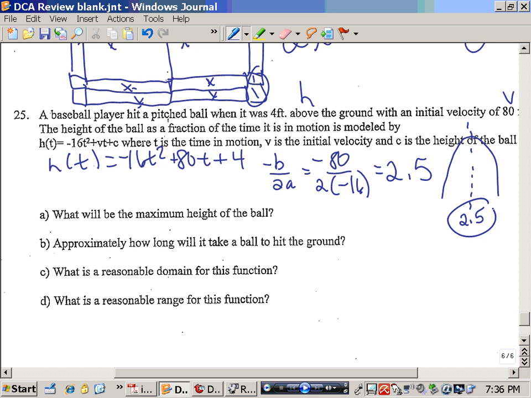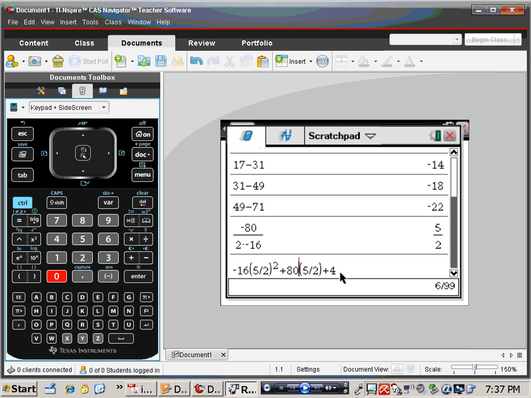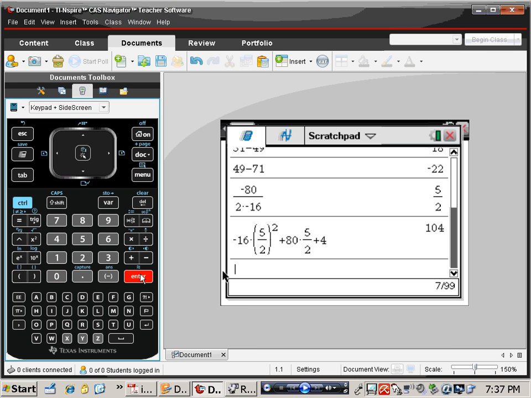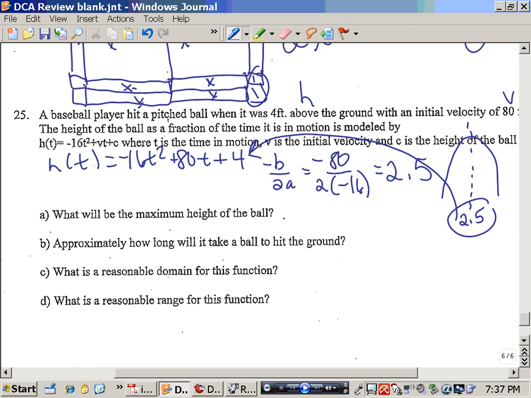Now I've got to take the 2.5 and plug it back into my equation here to find out what the maximum height is. And here you can see that I've typed it in my calculator. I'm going to hit enter and I get 104. So back to my review sheet, maximum height is going to be 104 feet.